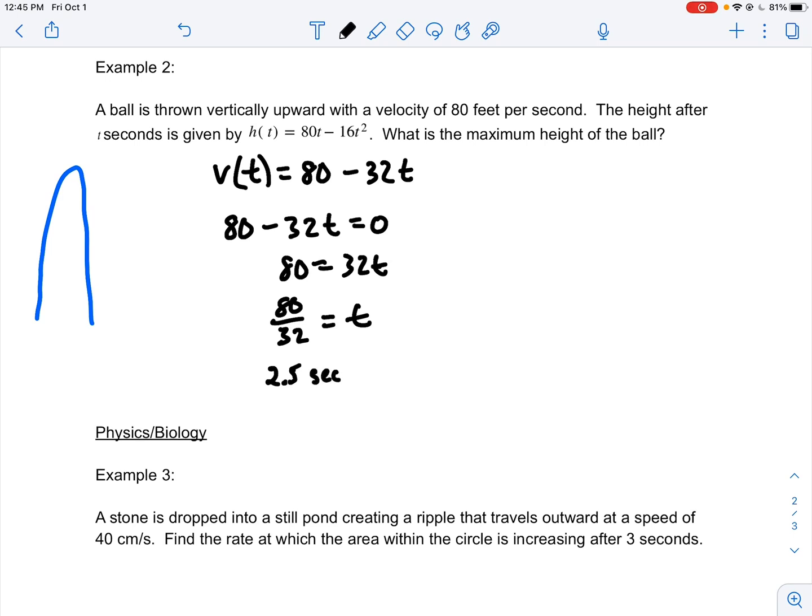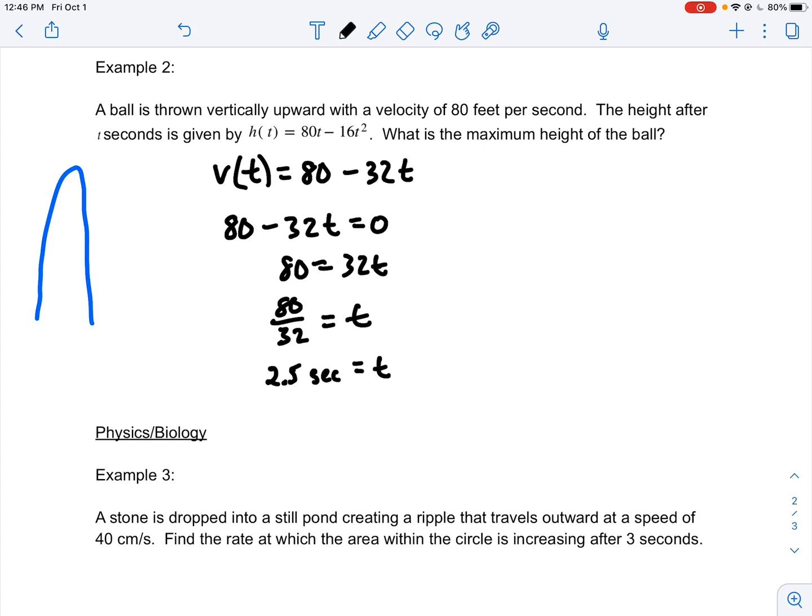So that's 2.5 seconds. After 2.5 seconds of going up, it stops, then it comes back down. But we didn't want to know the time. We wanted to know the height. But notice how our height here is a function of time. So when we know the time that it stops at that height, we can take the time, plug it back in for the time up here, and be able to figure what the height is at this moment.